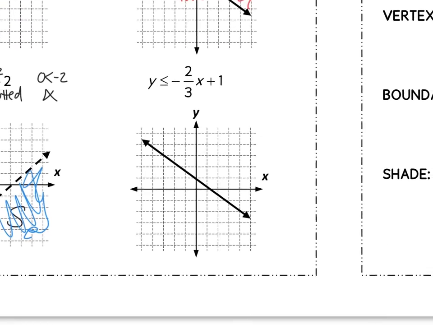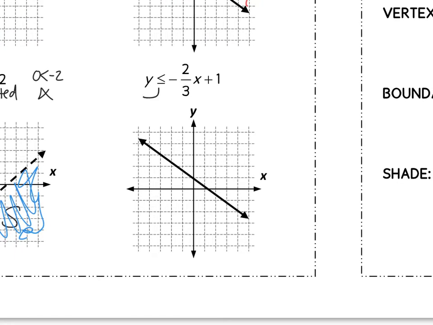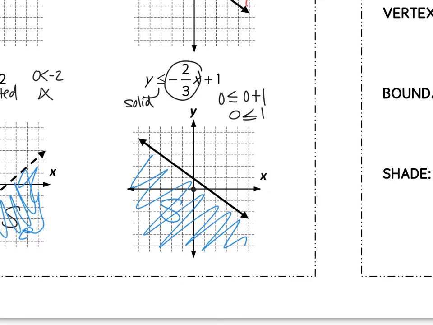All right, and the next one, so solid line and test point 0, 0. So 0 is less than or equal to. Remember, this portion becomes 0 when I multiply it. So we have 0 plus 1. So 0 is less than or equal to 1. Well, that is a true statement. So that means my shaded region is on the side of that point, which is my solution right there.